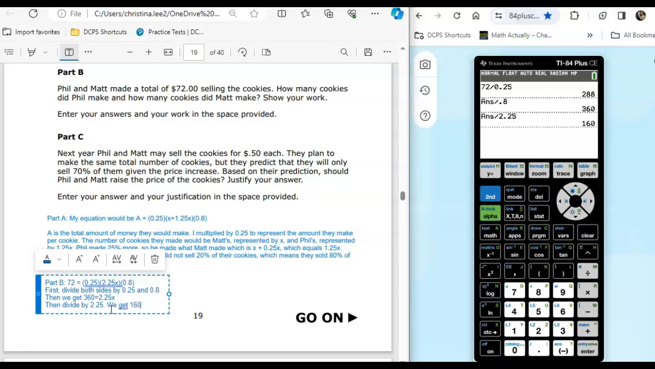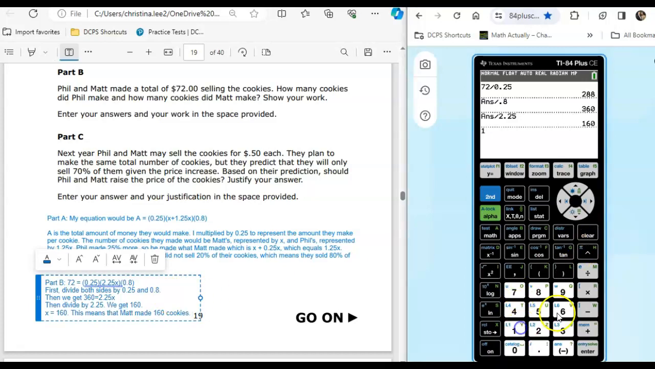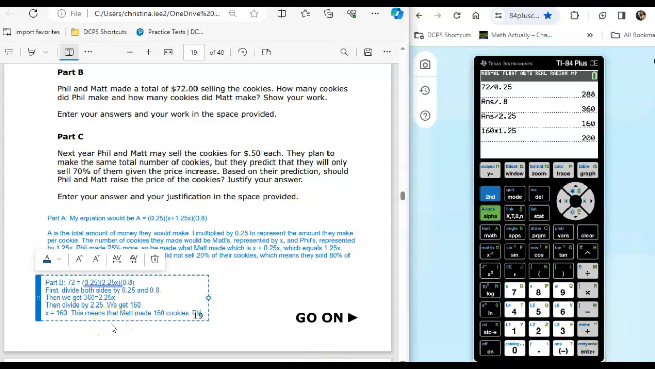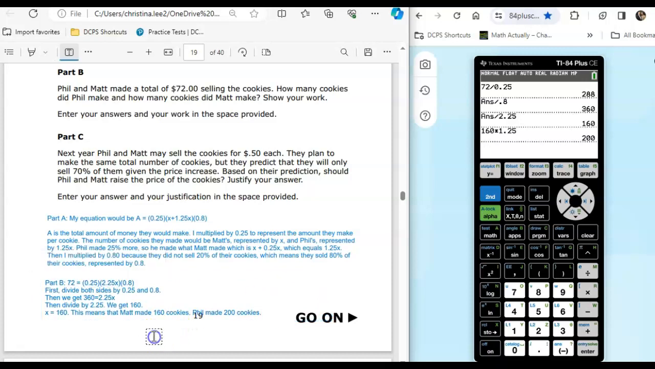We get 160. X equals 160. This means that Matt made 160 cookies. Phil made 25% more, so Phil made 160 times 1.25, which is 200. That means that Phil made 200 cookies. He made more than Matt because we know he made 25% more, right?